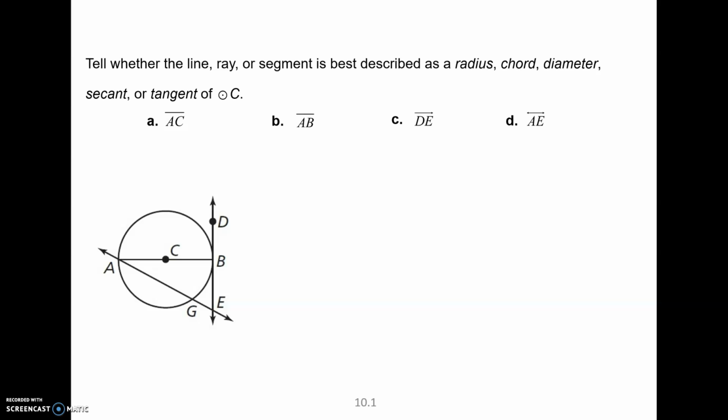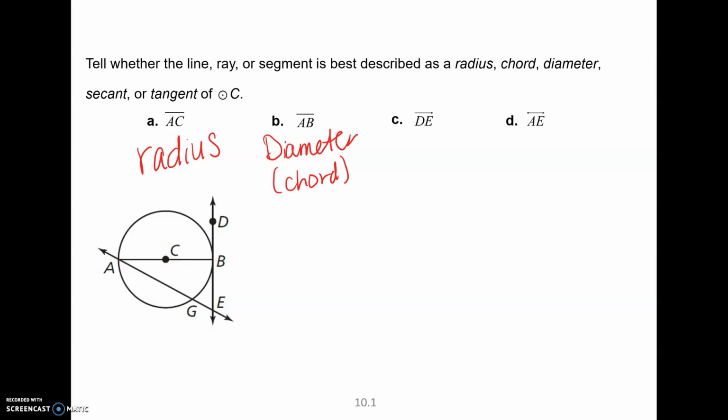Okay, so what you're going to be doing in 10.1, remember, is just labeling pieces to start with. So tell whether the line, ray, or segment is best described as a radius, chord, diameter, secant, or tangent of the circle. So the first part that we're looking at is AC. So right here, this is a radius of my circle, A to C. Okay, next part is AB. So all the way across, and it's going through the center of my circle. So it is a diameter. Remember that the diameter is also a chord, so keep that in mind if you're labeling things.